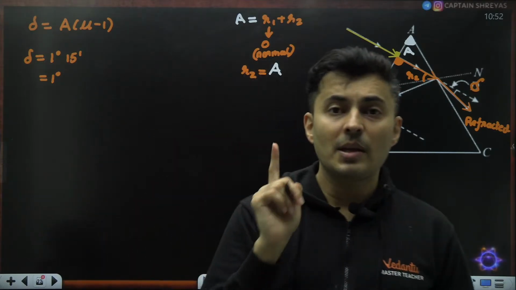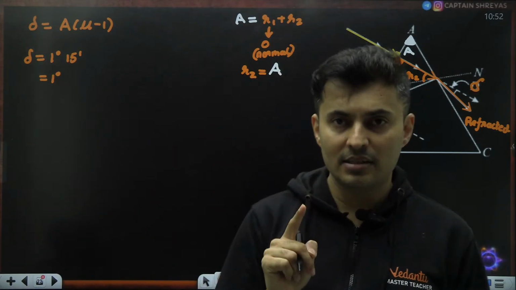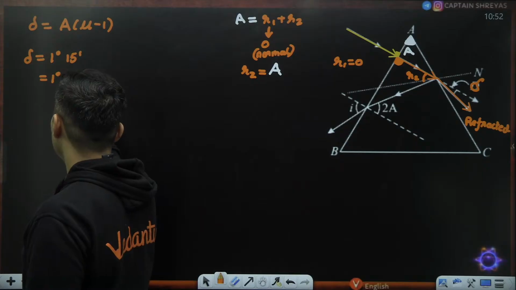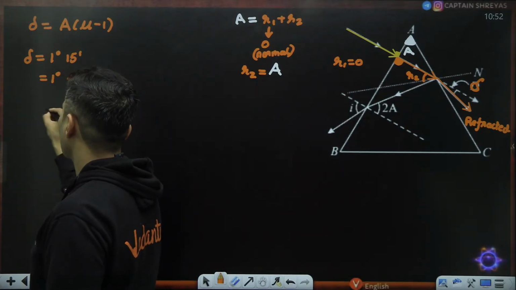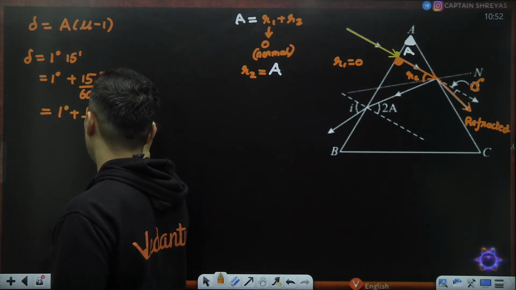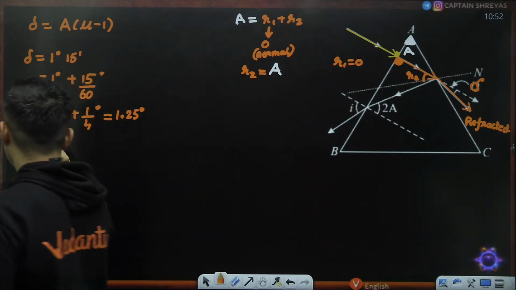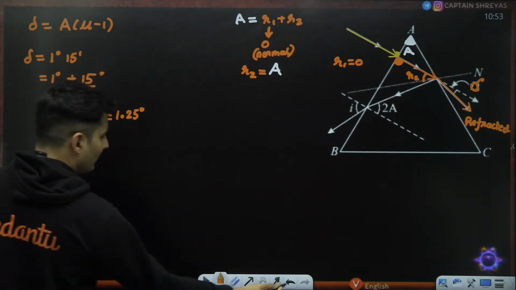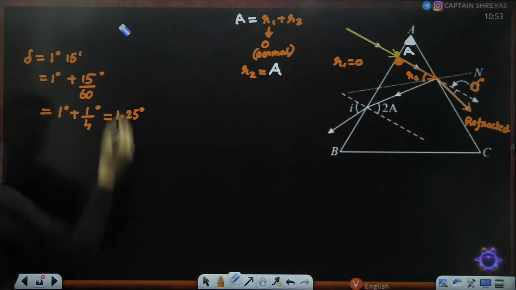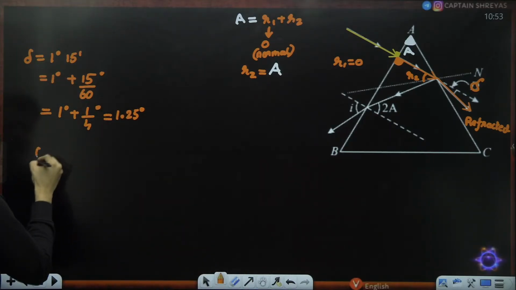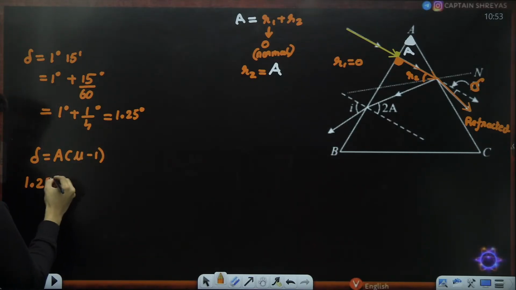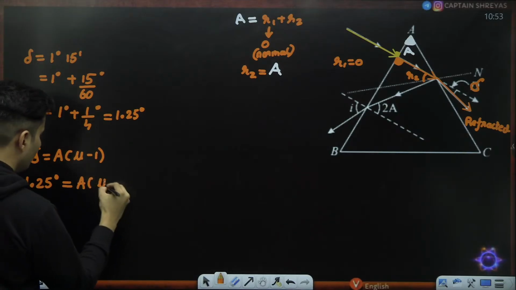Guys, 60 minutes make a degree. 15 minutes is 1/4 of a degree. So 1 degree plus 15 by 60 of the degree, which is 1/4 of the degree, which is nothing but 1.25 degrees. And usually we will need it in radians also sometimes. So we know how to convert that. So keeping all these aspects in mind, I can just say that deviation being angle of prism into mu minus 1, 1.25 degrees is angle of prism into mu minus 1.